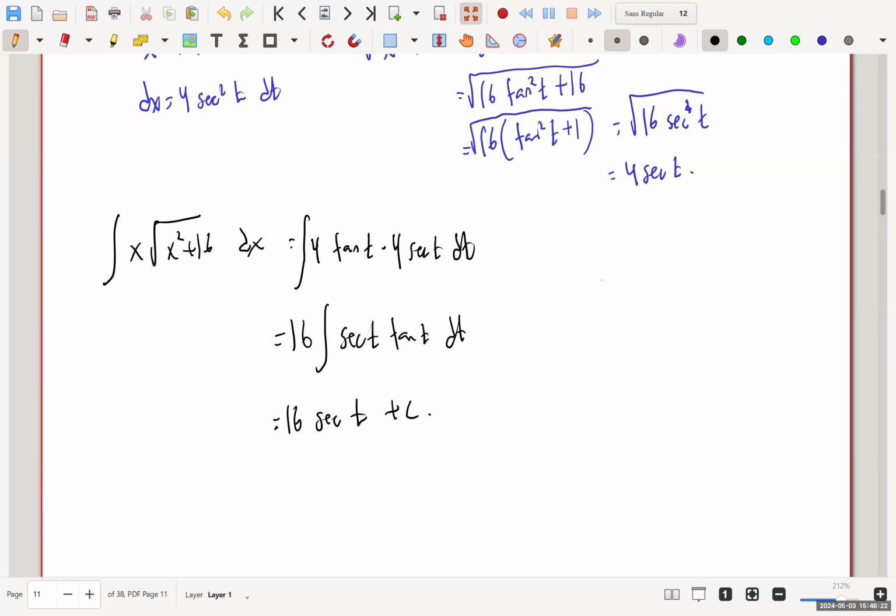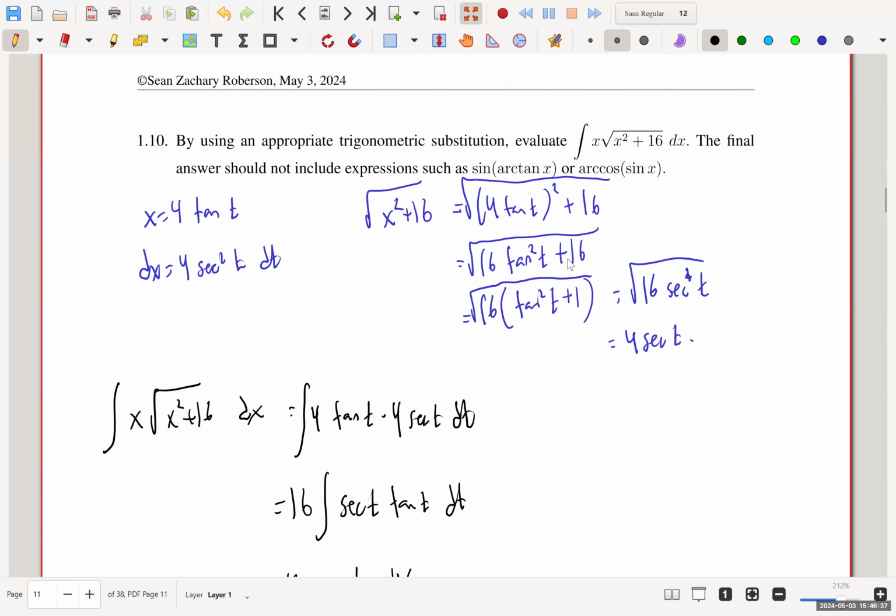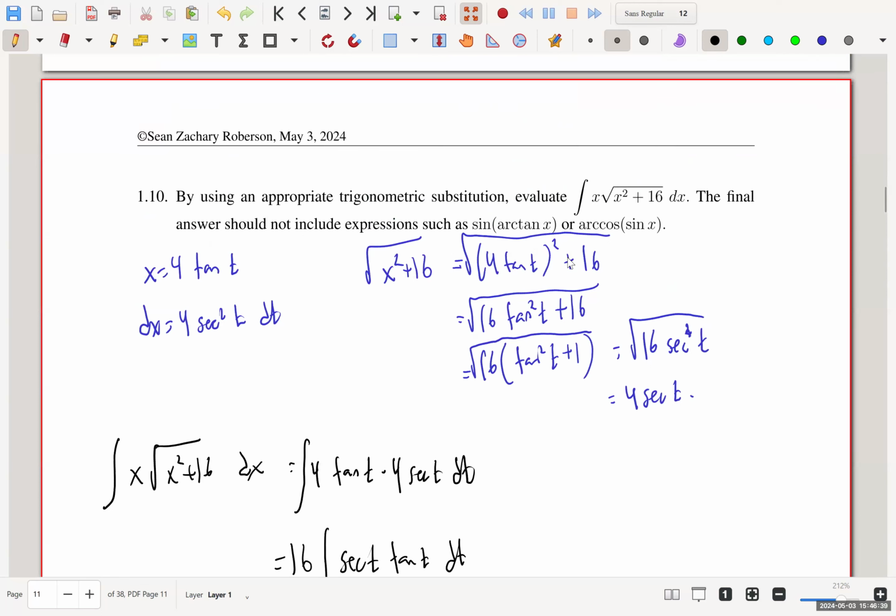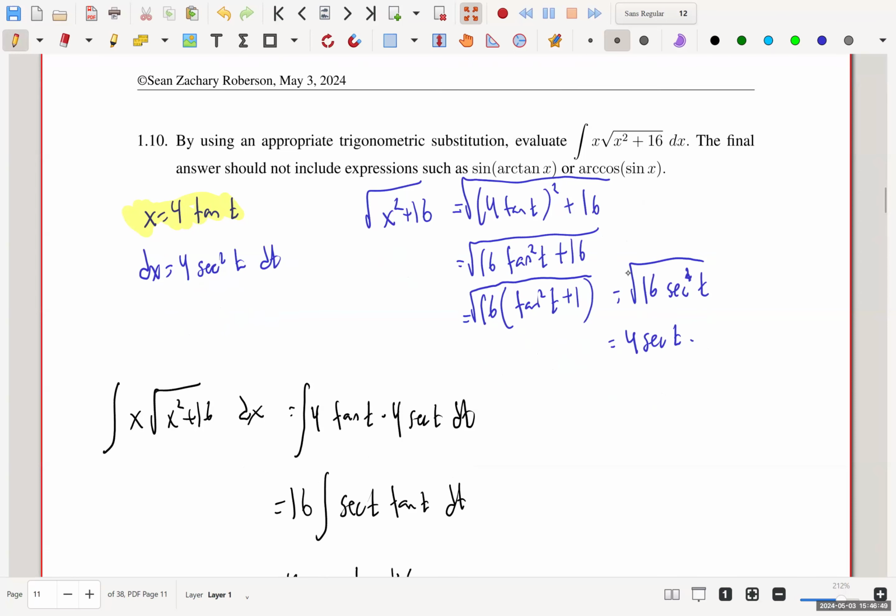But are we done? The original problem was in x. So how do I go back into x? The triangle, folks. We're going back to pre-calc, classical high school geometry, okay? So here's how we draw the triangle. We have x equals 4 tangent t, and that's going to help us build that triangle.